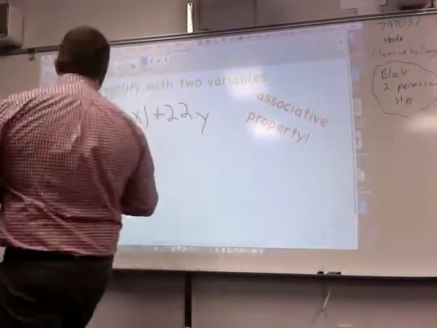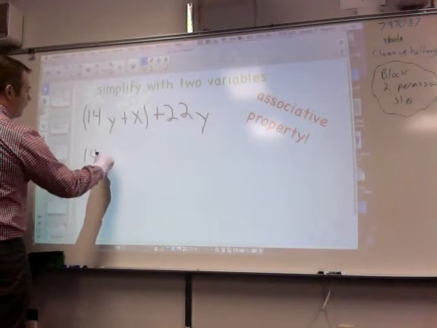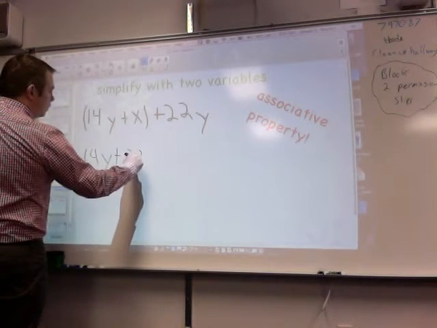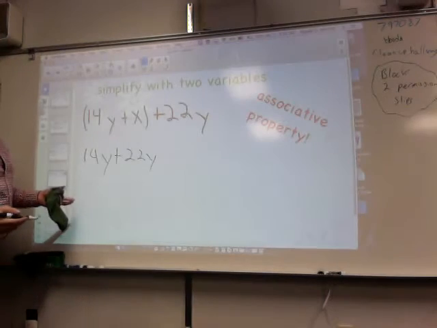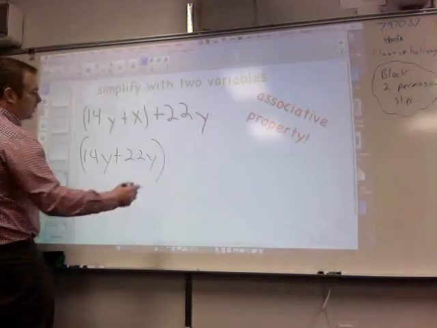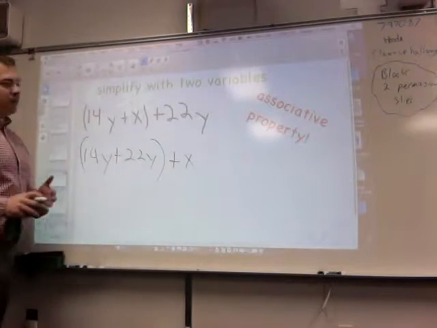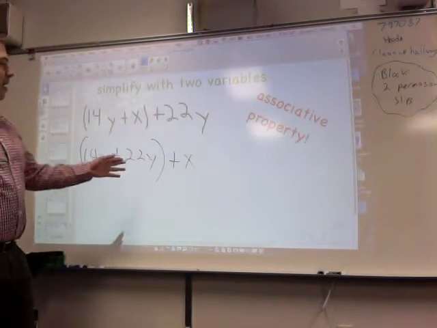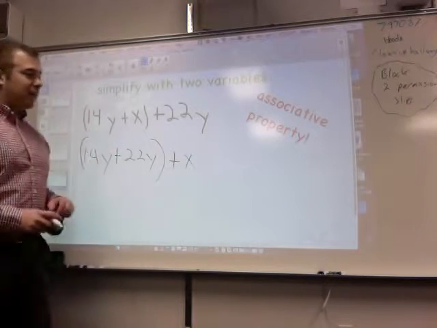Now, I'm going to add my 14y plus 22y because they're like terms. They're both y's. I'll put those back in parentheses. I'm going to move my x out, plus x. Now you could probably already realize that once we're done simplifying, we're going to end with plus x by itself.